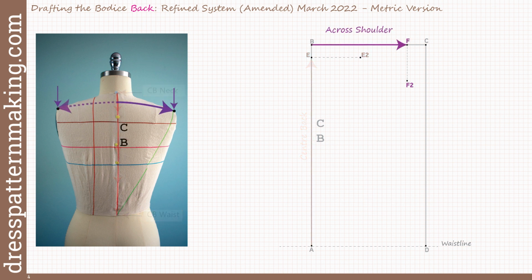Next is the across shoulder back, measurement number 25 on the chart. Your across shoulder is measured either from the centre back to the shoulder tip or from shoulder tip to shoulder tip and divided by 2. Using the half measurement from centre back to the shoulder tip, measure across from point B towards point C and mark point F. Then draw another guideline. Again, because it's a guideline, it does not need to be an exact length, about 8 to 10 centimetres down from point F at right angles to the B to F line, and mark the end of that line, F2.